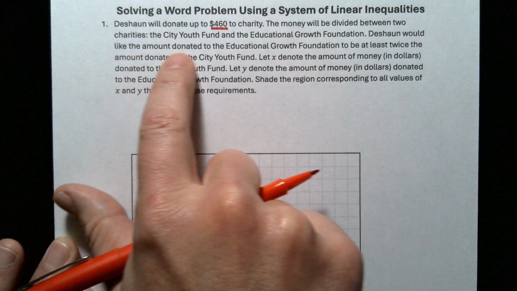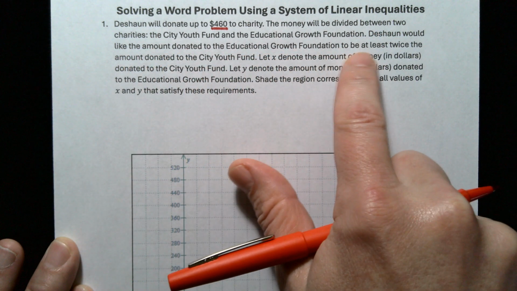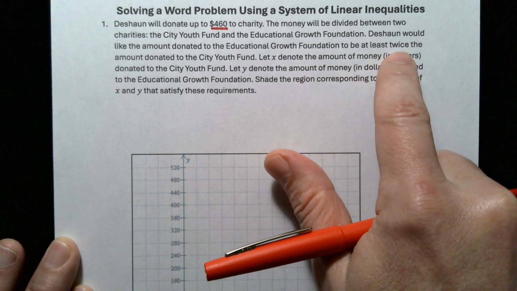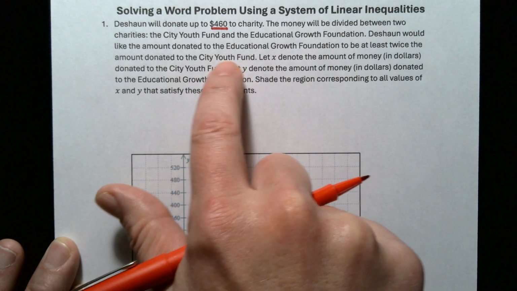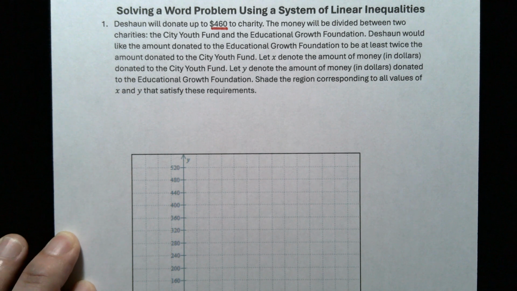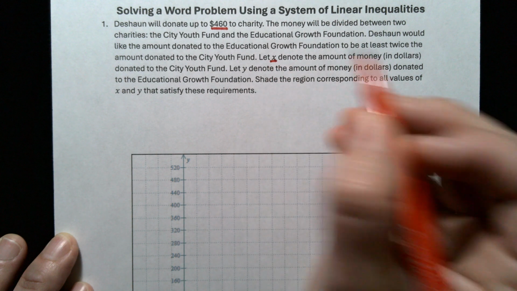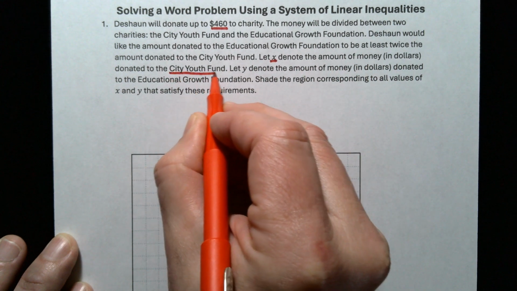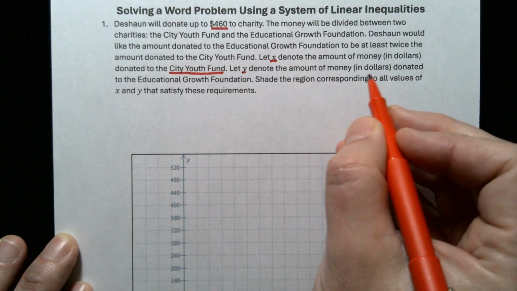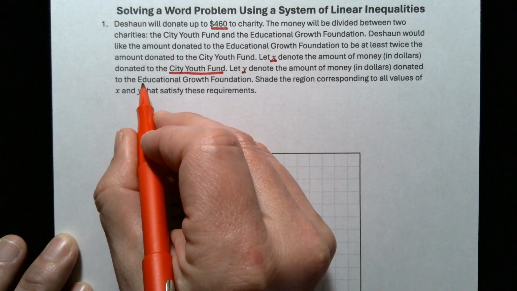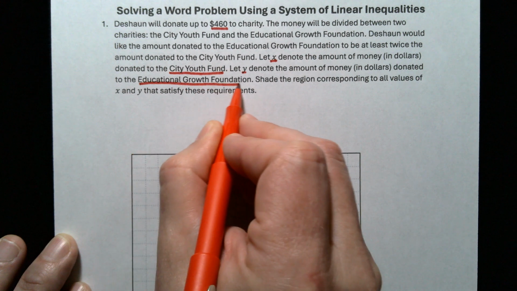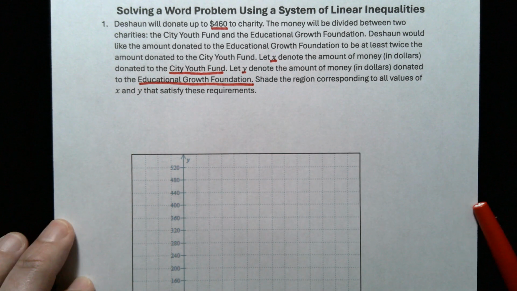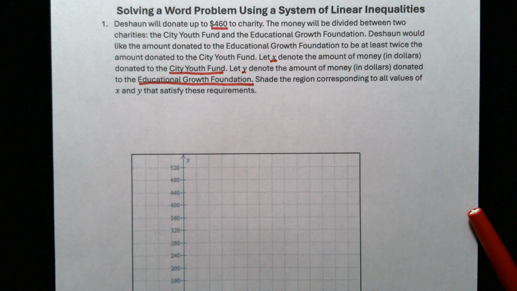Deshaun would like the amount donated to the Educational Growth Foundation to be at least twice the amount donated to the City Youth Fund. At least means greater than or equal to. Let X denote the amount of money in dollars that goes to the City Youth Fund, and let Y denote the amount of money in dollars donated to the Educational Growth Foundation. Okay, shade the region corresponding to all the values of X and Y that satisfy these requirements.